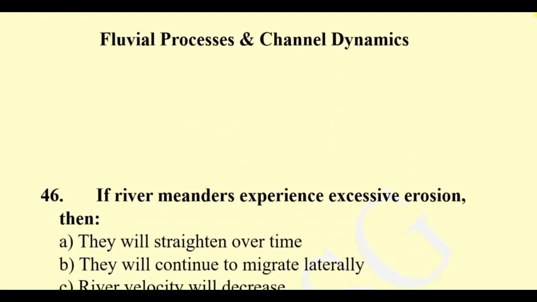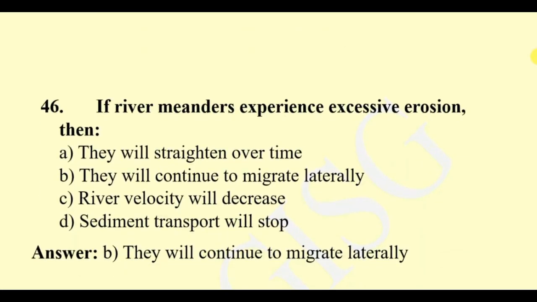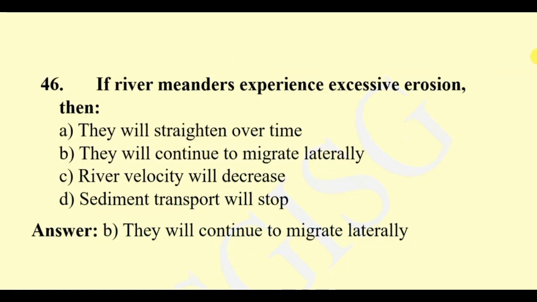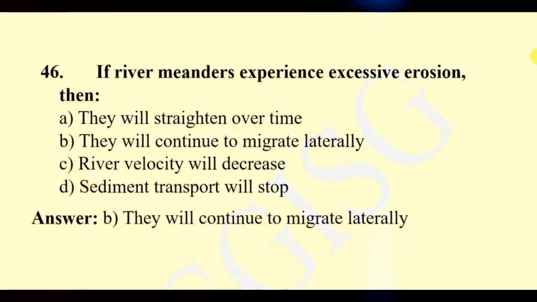Fluvial process and channel dynamics. Question 46. If river meanders experience excessive erosion, then they will straighten over time, they will continue to migrate laterally, river velocity will decrease, sediment transport will stop. The right answer will be they will continue to migrate laterally.